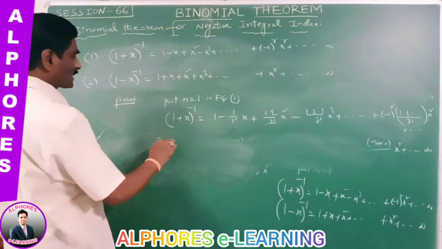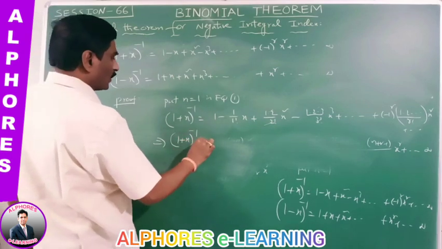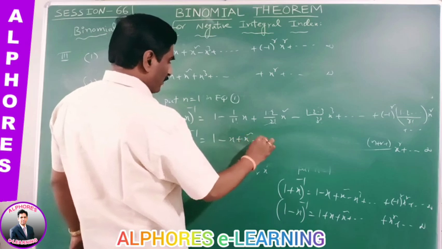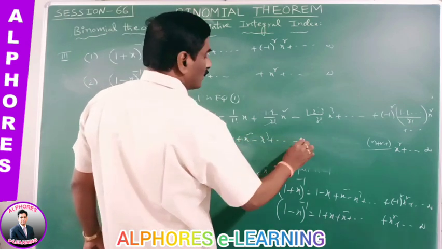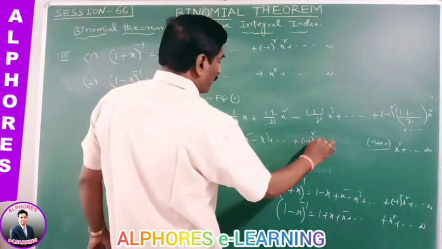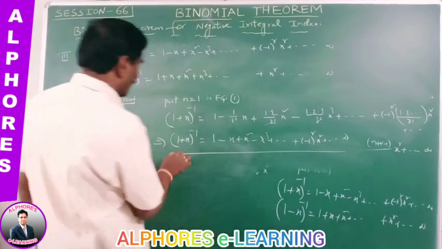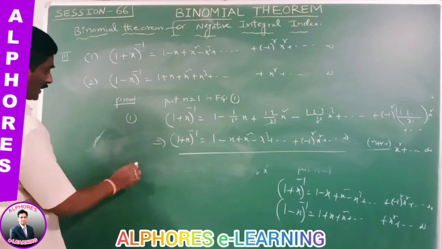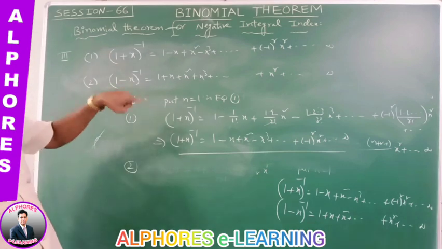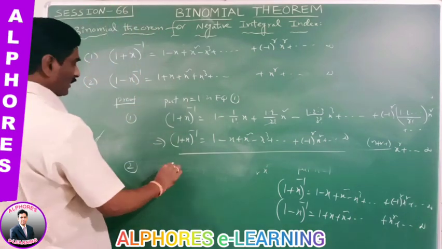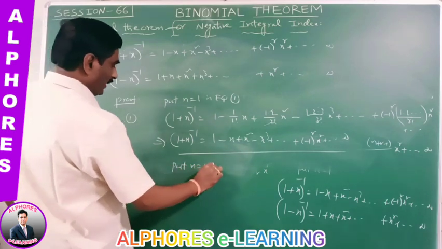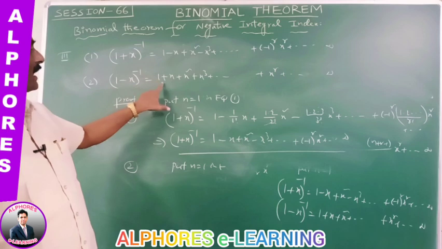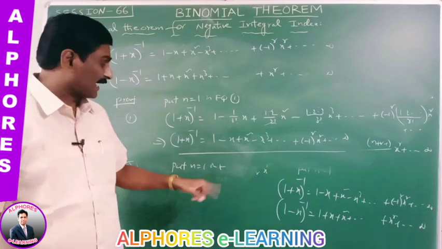That implies (1 plus x) whole power minus 1 is equal to 1 minus x plus x square minus x cube plus so on, what is the value? Minus 1 whole power r into x power r plus so on infinite. It is the proof. Okay. Next, the second one also, you prove this value. Put n is equal to 1 in equation 2. Then we get (1 minus x) whole power minus 1 is equal to 1 plus x plus x square plus so on. Please write that value.